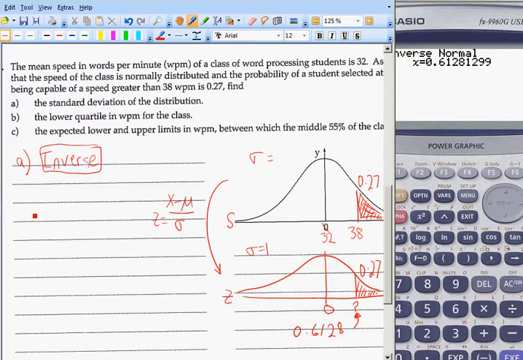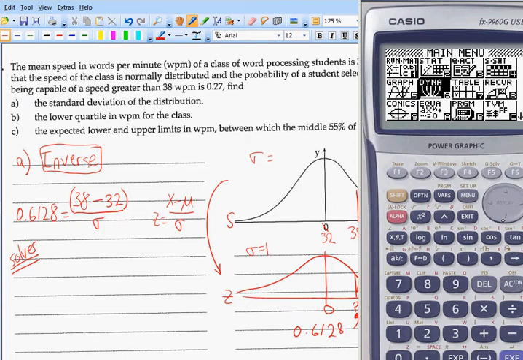So if we substitute what we know, the value on the Z curve is 0.6128, and it equals an X value of 38 minus a mean of 32 divided by the standard deviation. Now that's what we don't know. So what we're going to have to do is use solver. In this course it's okay, you don't have to do it by hand, you can just use solver. We'll need brackets around that when we enter it.